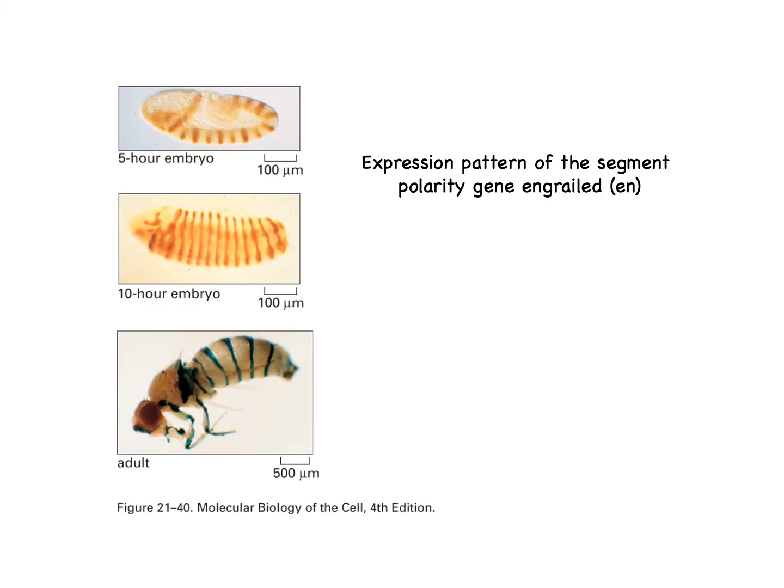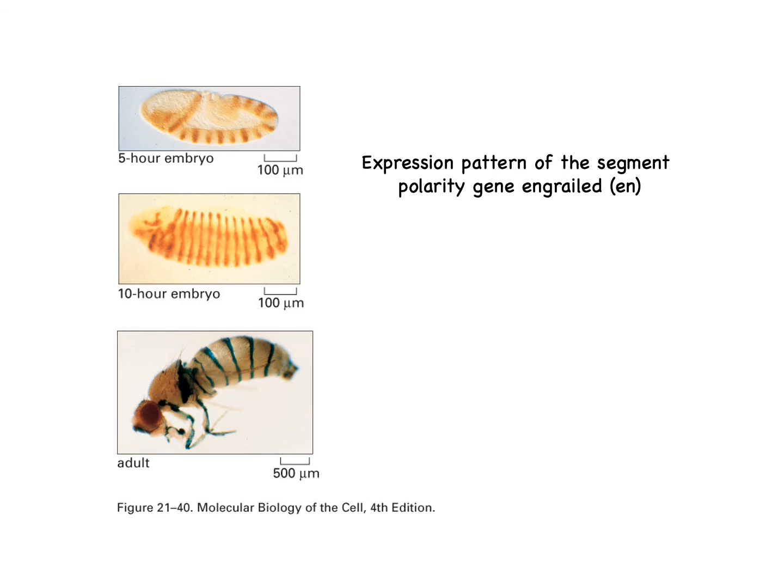Now, again, this is the example of a segment polarity gene, showing 14 stripes at 3 different times in development. Now, unlike the earlier genes that are expressed early in development, the segment polarity genes are also expressed in the adult, as you can see here with engrailed. When you use a stain for engrailed, it shows the 14 stripes along the adult fly.